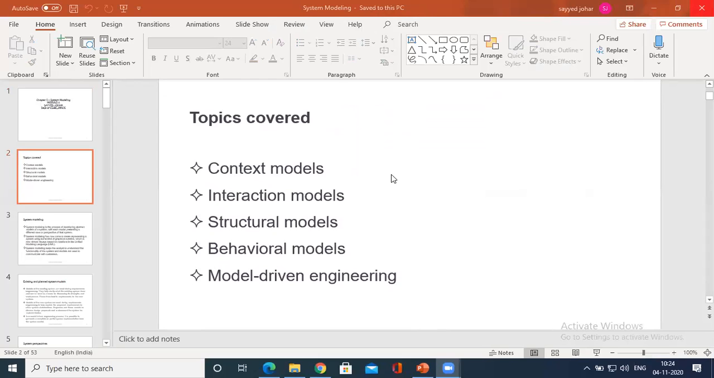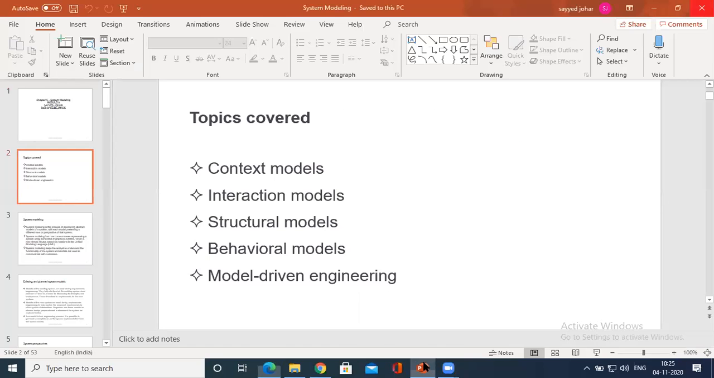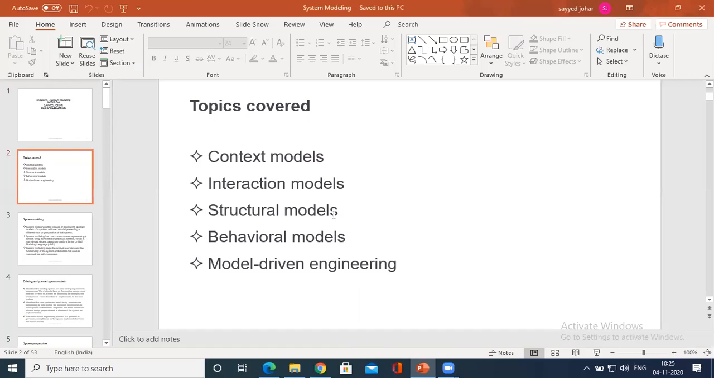So these are the topics that we are going to cover: context model, interaction model, structural model, behavioral model, and model driven engineering. In which we are not stressing more on these 5.1, 5.2, 5.3, 5.4, 5.5, 5 topics altogether. In fact, these topics are too vast. We are going to take into consideration only the major part of it, diagrammatical representation.